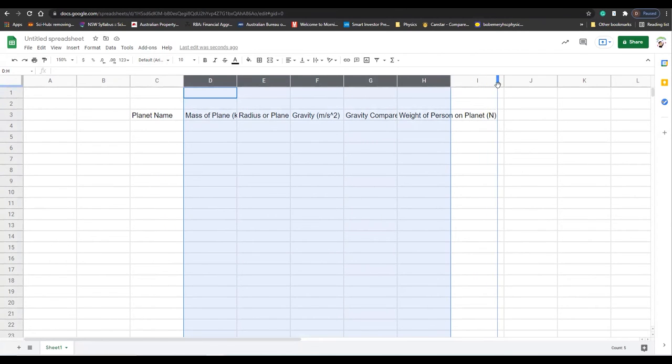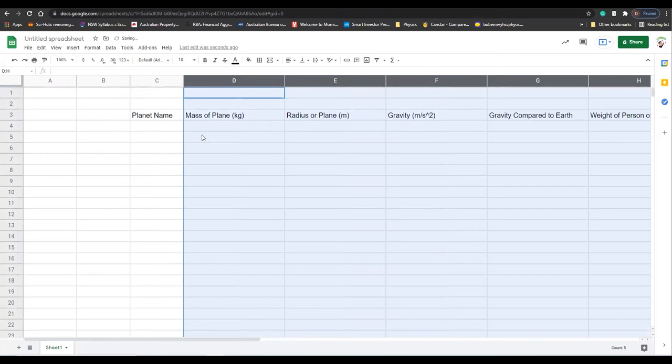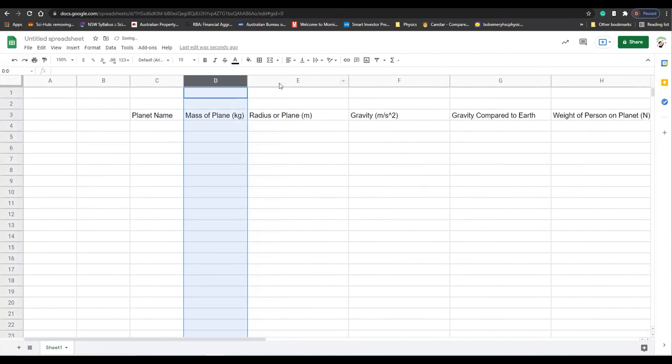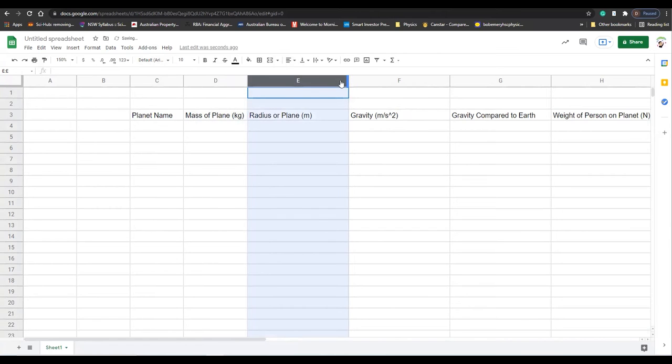What I want to do is stretch them out to the point that every one of them can be seen. And then if I click on each one of the columns, I can drag them closer and make them nice and visible.